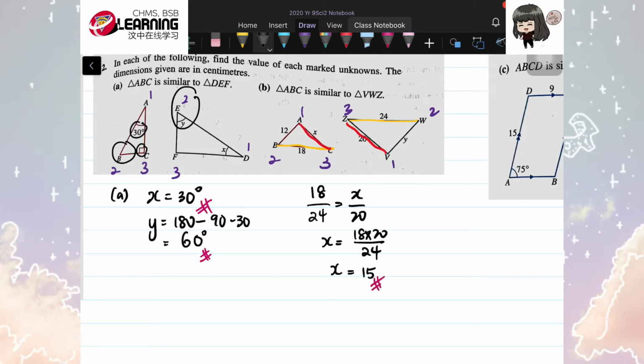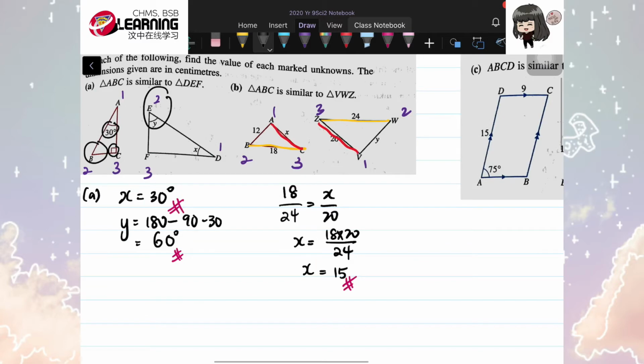Okay, you simplify on your own. Okay, so that's X. How about Y? Here we can compare Y with the blue one, 1 to 2. So this one is 1 to 2.